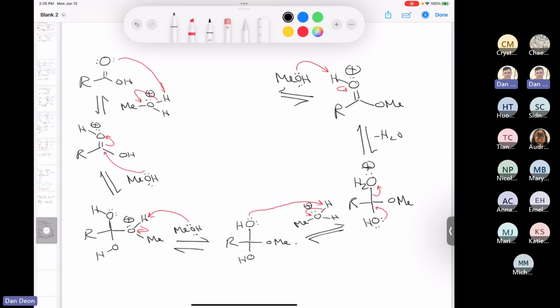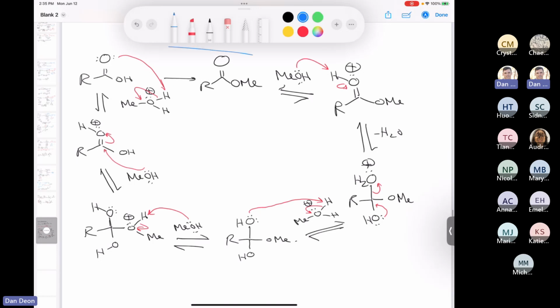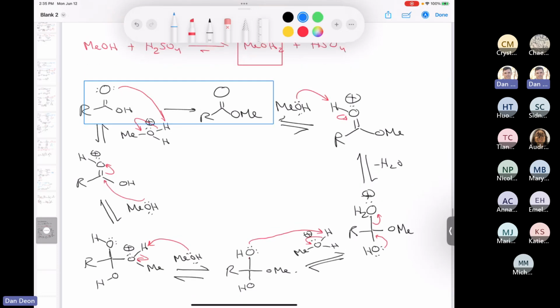And we end up with the final product. So what we end up with is this guy here, our methyl ester. And that's the entire mechanism of Fischer esterification. All right, so there you go. There's the mechanism of Fischer esterification.